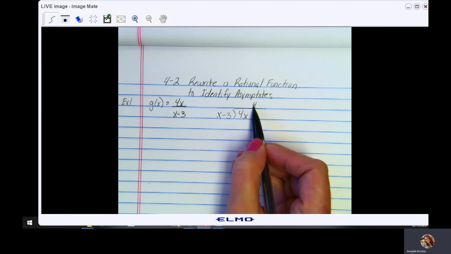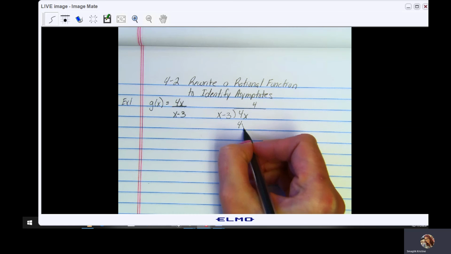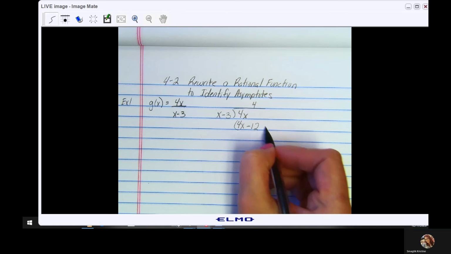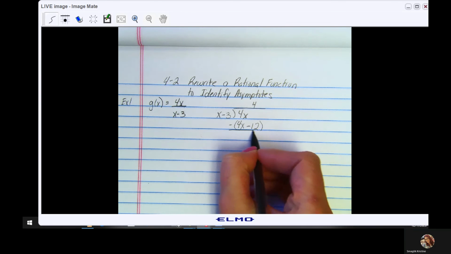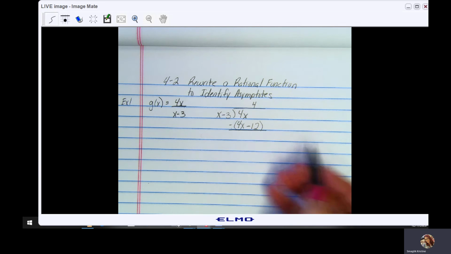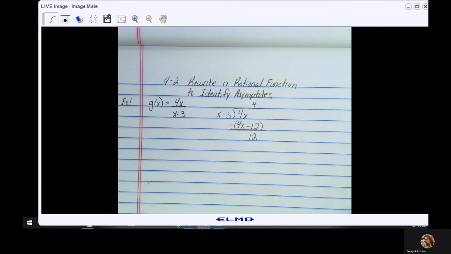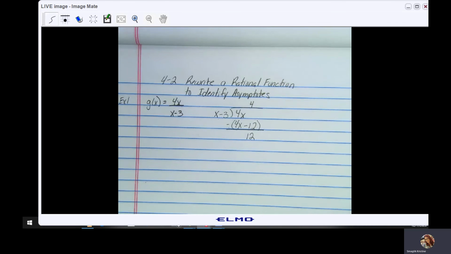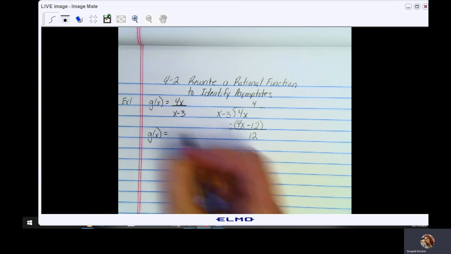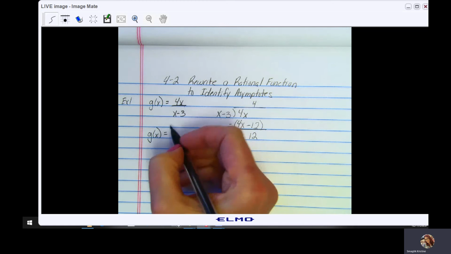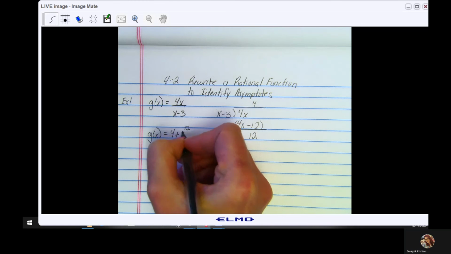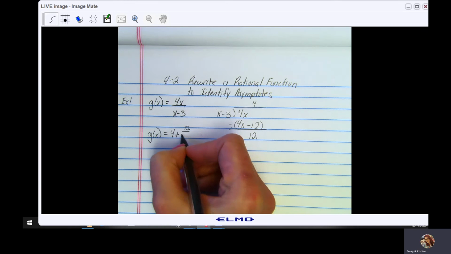Now I need to multiply. 4 times x is 4x. 4 times -3 is -12. Don't forget to distribute this negative when you subtract. This is going to become a positive 12. And now recall that you can write this, I'm going to write it right underneath here. We're going to write this as the quotient plus my remainder, 12, all over the divisor of x minus 3.